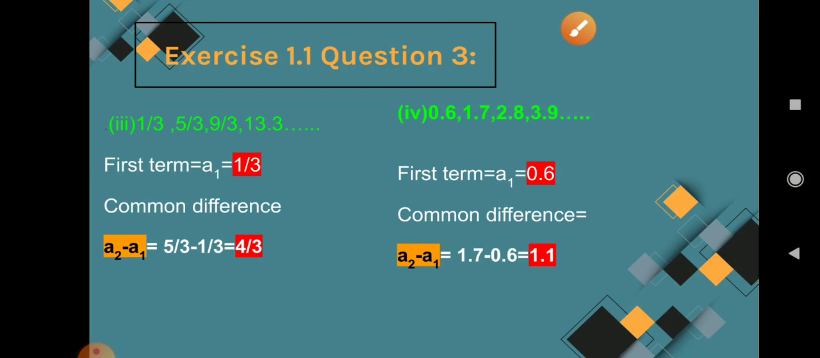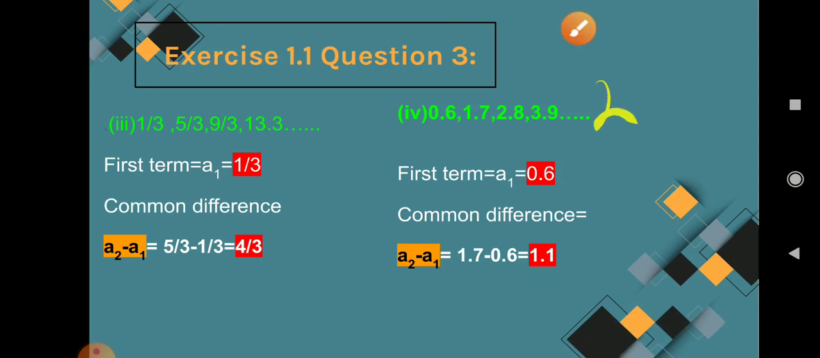Fourth sub question, 0.6, 1.7, 2.8, 3.9. Here the first term is 0.6, so 0.6 itself is the first term. Common difference, just subtracting the preceding term from the succeeding term. So here the succeeding term is 1.7, observe 1.7 minus 0.6. So 7 minus 6, 1, and 1 minus 0 is 1. So 1.7 minus 0.6, you will get 1.1 as the common difference.